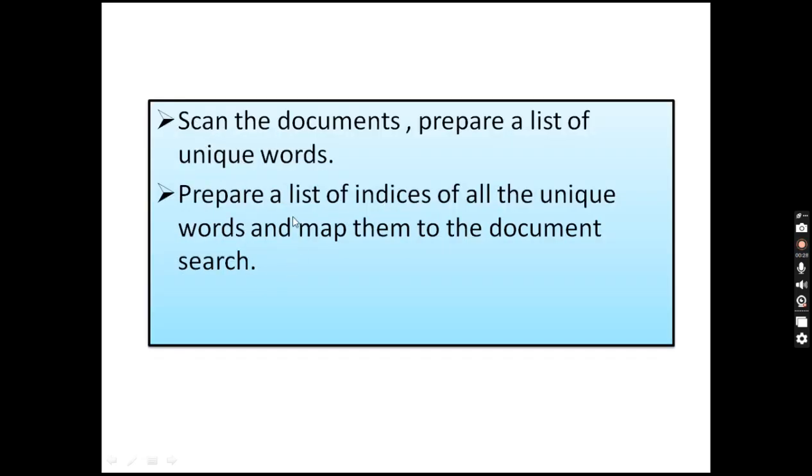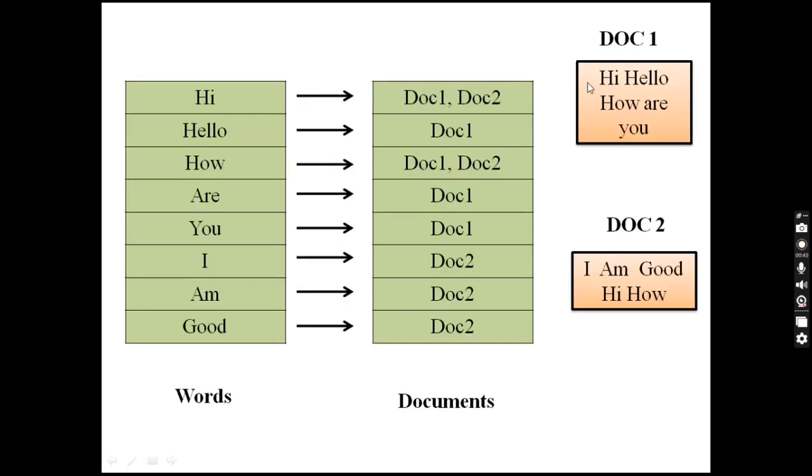So these are the steps to create an inverted index. First we have to scan the documents and then prepare a list of unique words. Then next we have to prepare a list of indices of all the unique words and map them to a document search. I will explain with the help of a diagram. Here we have document 1 and document 2. We have stored some random words in both these documents, and we have taken these words here. So these are the words which are present in document 1 and document 2.